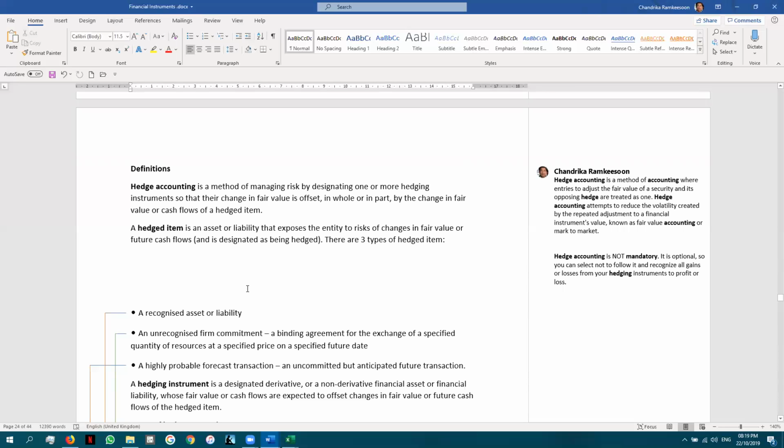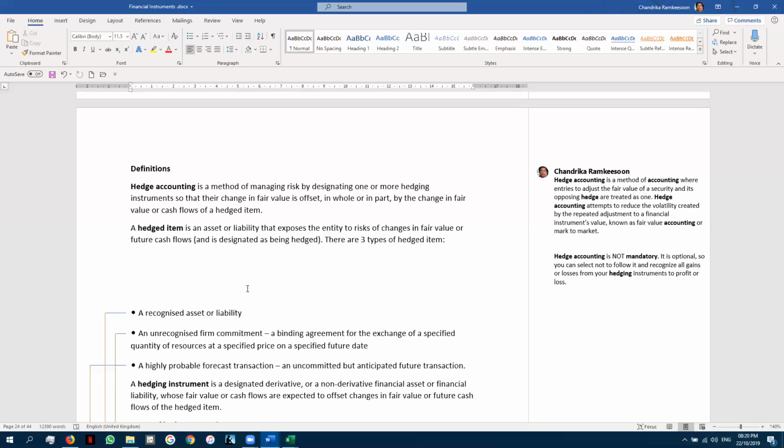Definitions. Hedge accounting is a method of managing risk by designating one or more hedging instruments so that their change in fair value is offset in whole or in part by the change in fair value or cash flows of a hedged item. See, if we apply hedge accounting, there'll be two sides to it. And that's where we wouldn't just have a sudden increase or decrease in profit, because one part will offset the other.